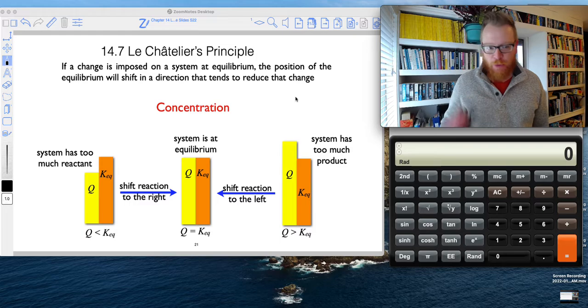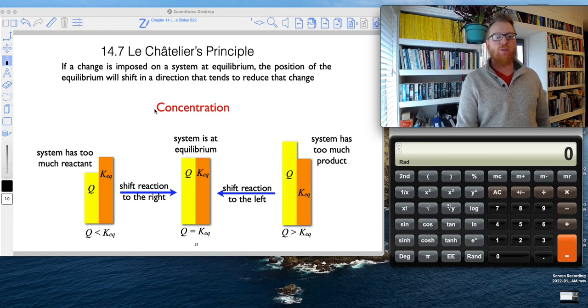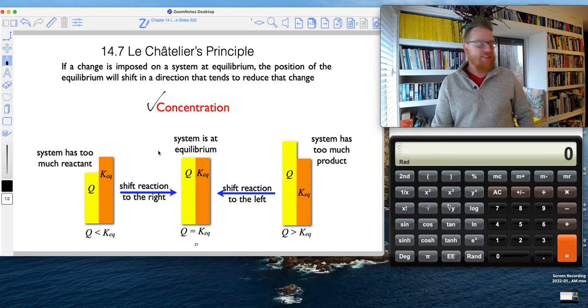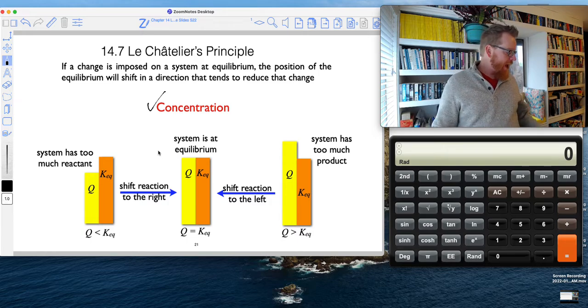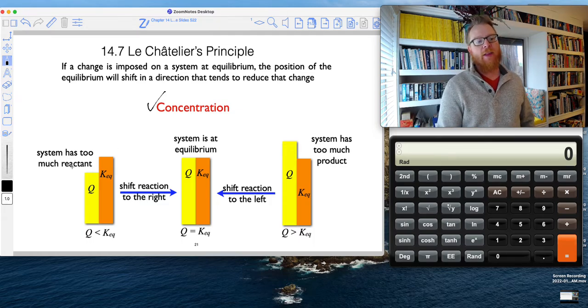So there are several changes we could impose at equilibrium. The first one we'll talk about is concentration. And this has the same effect as what we have been talking about with the reaction quotient. For example, if a system has too much reactant, it has to shift to the right. If a system has too much product, it has to shift to the left.